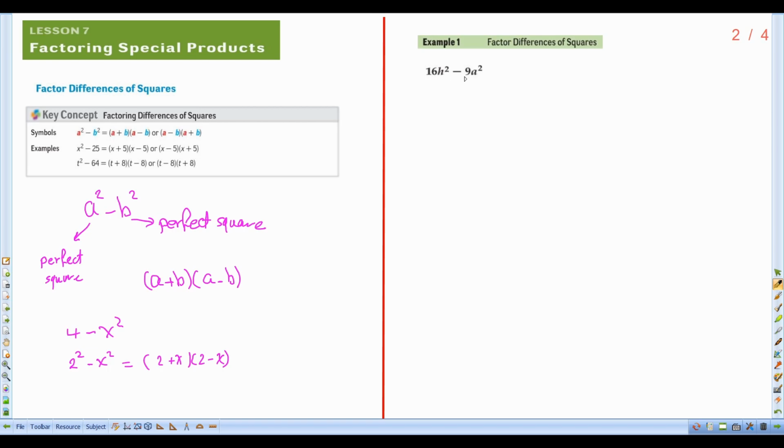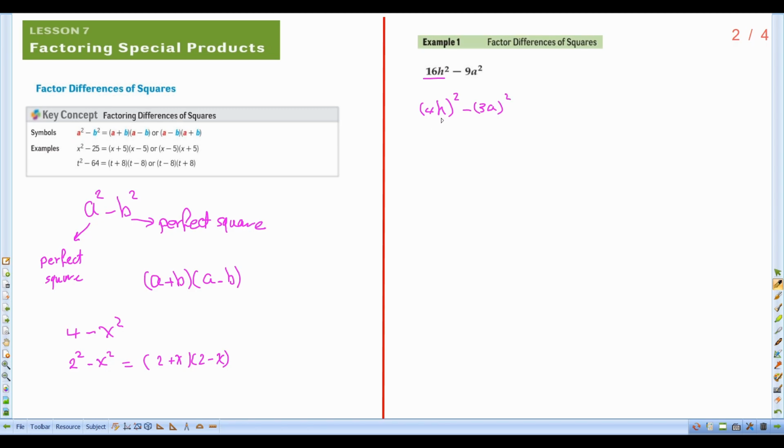Example number 1, factor difference of squares: 16h to the power of 2 minus 9a to the power of 2. First step, you must check, is it a difference between two squares or not? If the first one can be written as a base to the power of 2, yes, 16 is a perfect square. We can write it as 4h to the power of 2. And the second one is 9a to the power of 2. Also 9 is a perfect square, so we can write it as 3a all to the power of 2.